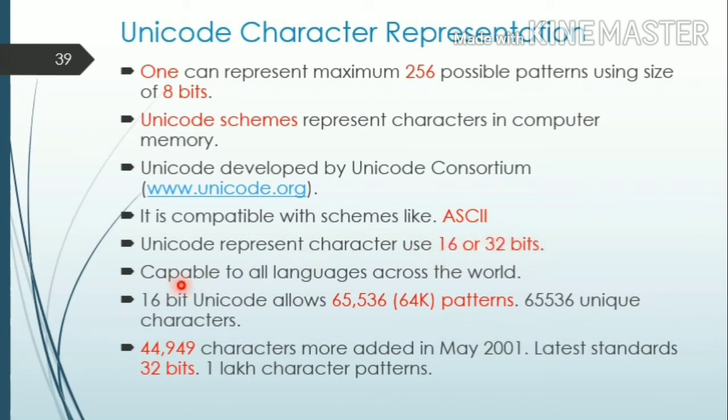Okay, now it is capable for all languages across the world. With this bit size, a computer can handle all the languages which are spoken across the world. 16-bit Unicode allows 65,536, that is 64K patterns, and 65,536 unique characters also. 44,900 more characters were added in the May 2001 latest standard of 32 bits. That is 1 lakh character patterns actually.